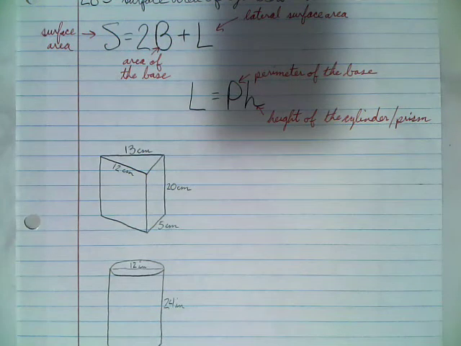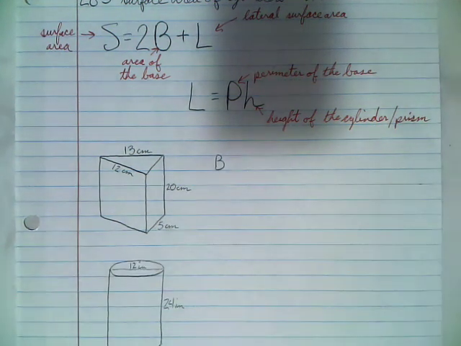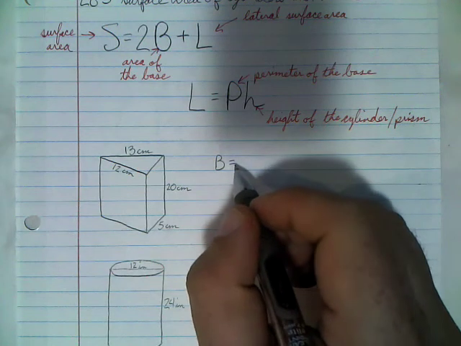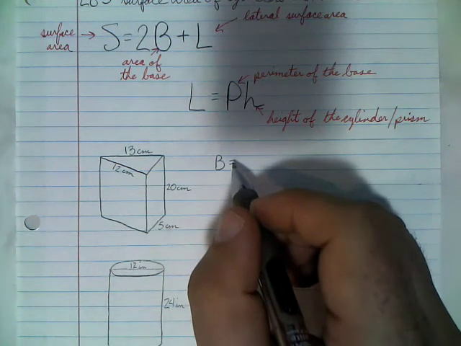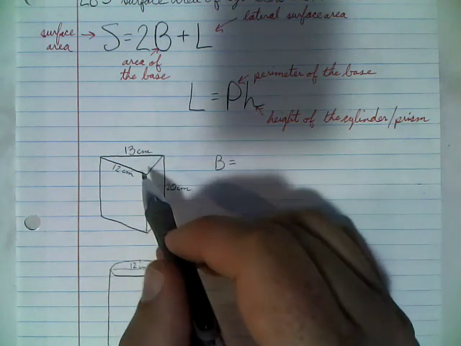Right here I have a triangular prism. So for my triangular prism, I need to calculate capital B and capital L in order to calculate surface area. First of all, capital B is going to be the area of the base. Now the base here is a triangle, so we're going to have to find the area of a triangle. Triangles are 1/2 bh. Now that's lowercase b, meaning the base of the triangle, and that h would actually be the height of the triangle, not the prism.